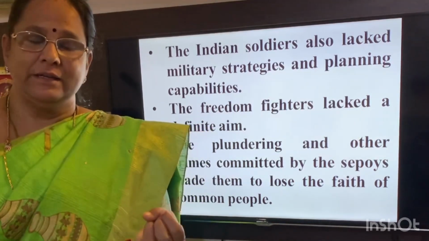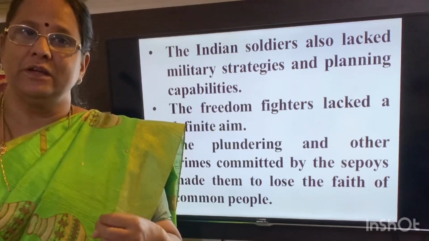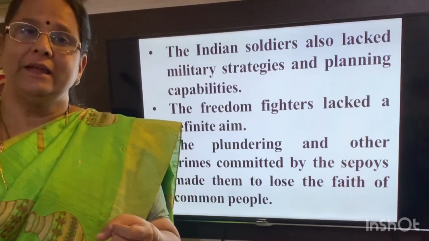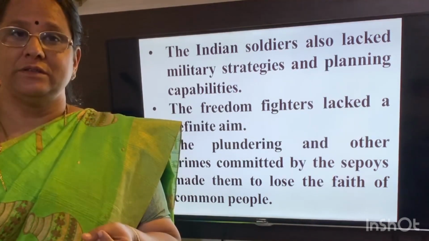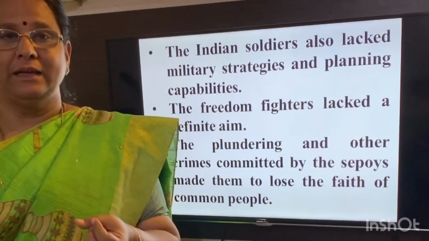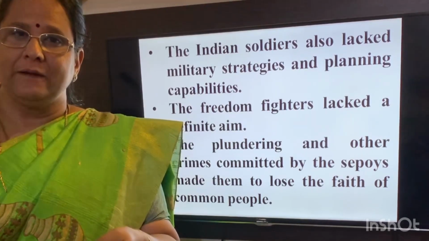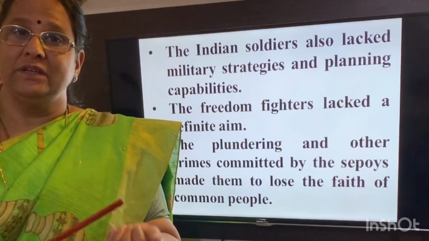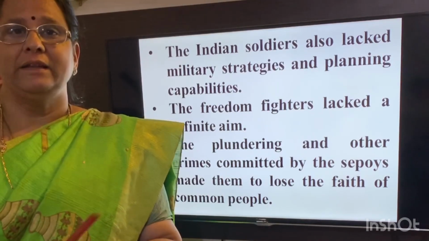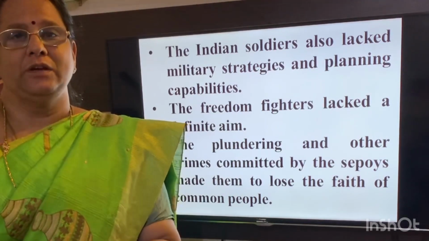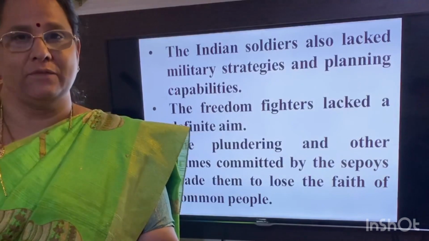First one, the entire country did not take part. The kings and queens were concentrating only on their rights. And next one is many Indians were loyal to the British, and Indian soldiers were lacking discipline, organizing skills, strategy, planning and direction, leadership. And at the same time, when they did not receive the salary, they indulged in criminal activity. So these were the reasons for the failure of 1857.